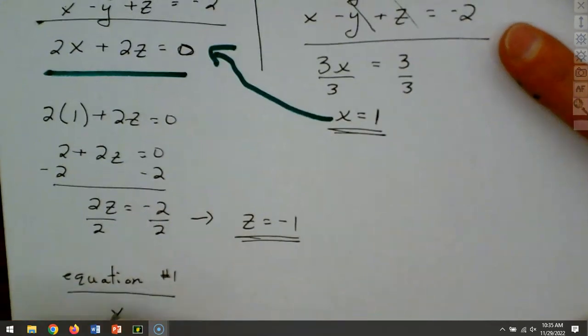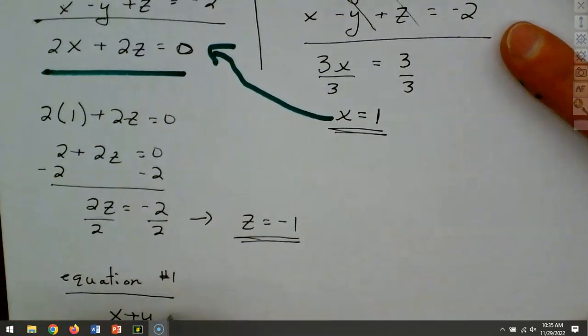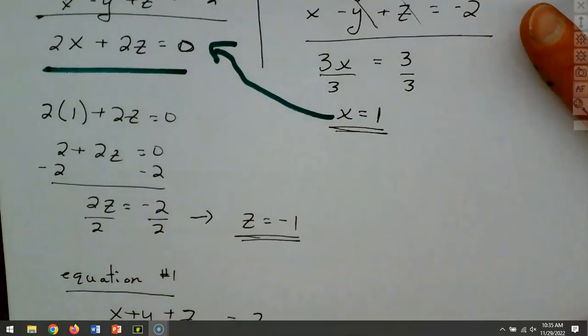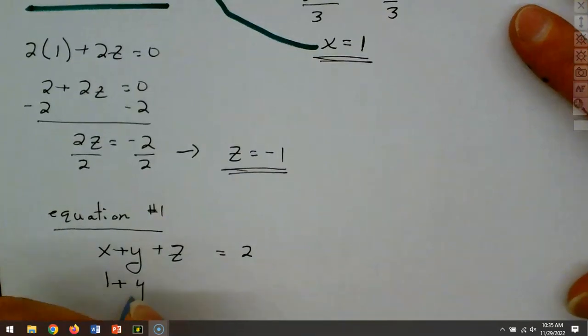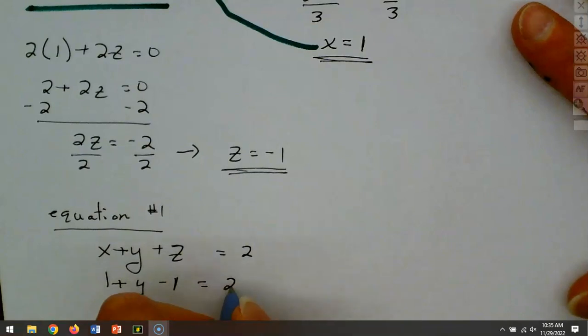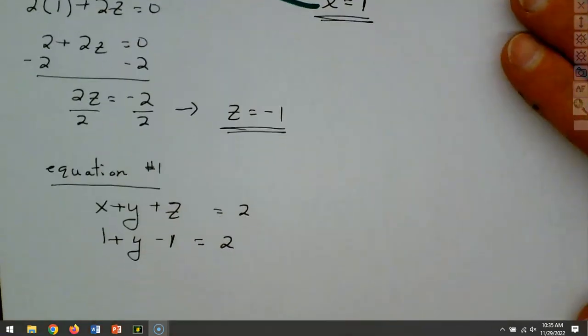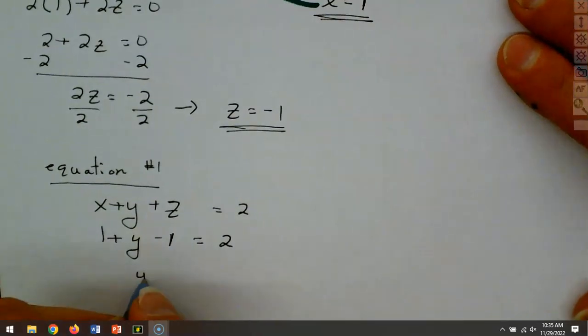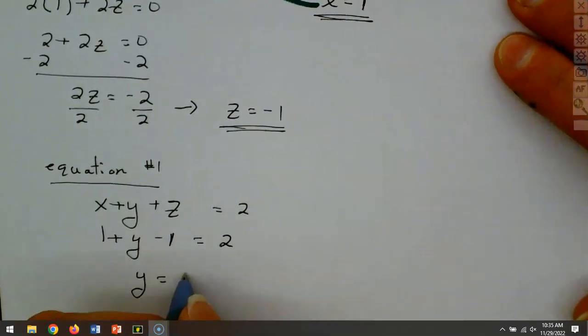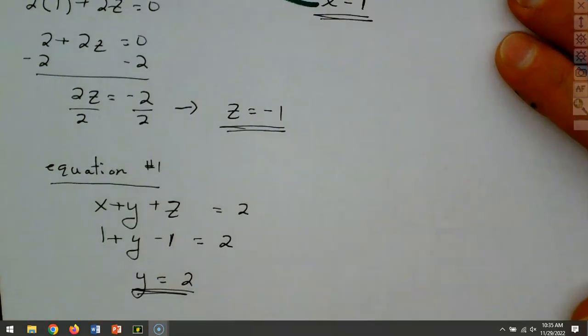We've got x plus y plus z equals 2. We're going to plug our values in. So we're going to plug in 1 plus y, and our z, which is a minus 1, and that equals 2. Well, that's easy enough. 1 and a negative 1, those go away. So y now equals what? 2.